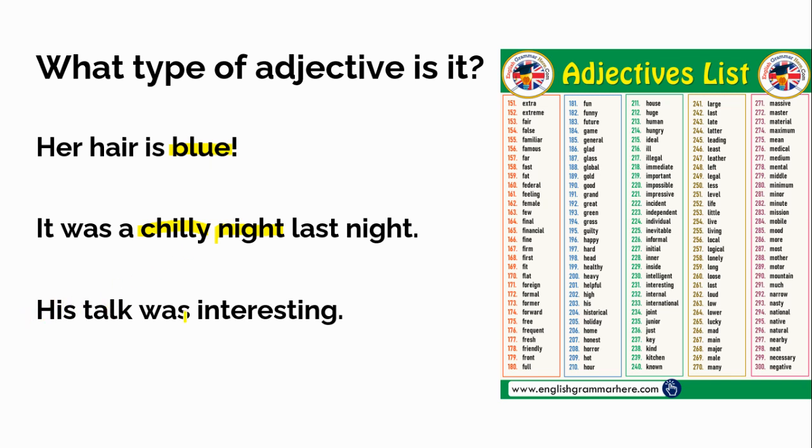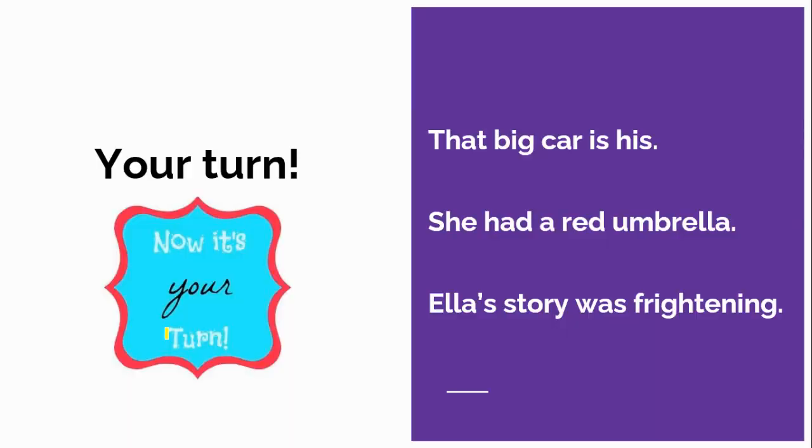Finally, we have his talk was interesting. Talk is our noun, and interesting is our adjective describing that noun. Between the noun and the adjective is a verb, was. So we know that the adjective is following that verb, making it a predicative adjective. Now take some time to do these next few on your own.